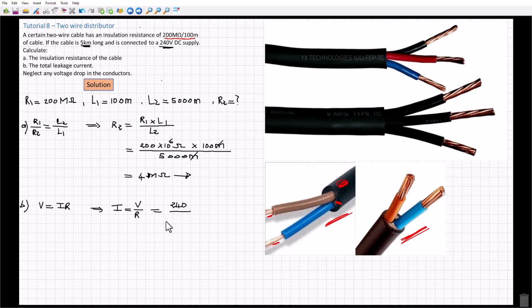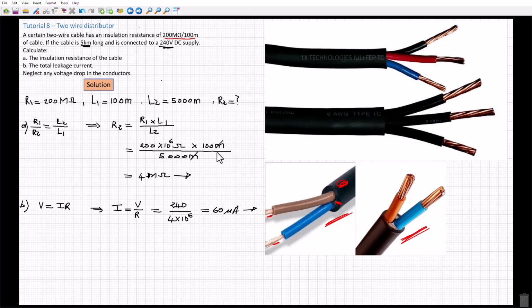So what is the resistance? We found the insulation resistance to be 4 megaohm. So we are just going to plug in here 4 times 10 to the power 6. Okay. And that is going to give us a simple value of 240 divided by 4 times 10 to the power 6. And I'm getting a current of 60 microamp.